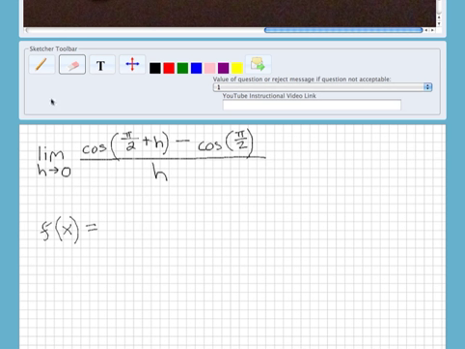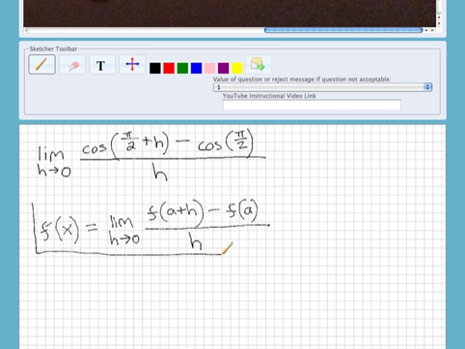So the equation for any derivative is the limit as h approaches 0 of f of a plus h minus f of a, all over h. Okay, so this is what a derivative is. This is the definition of a derivative, which you want to memorize.